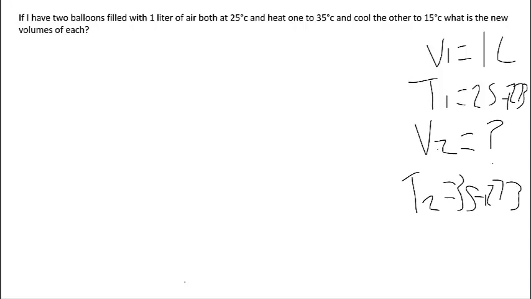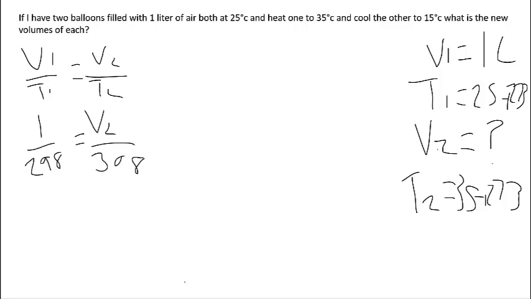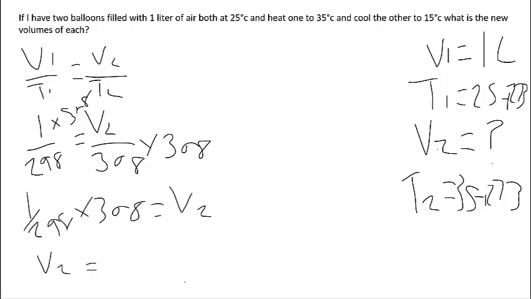Now how do we tackle this question? Charles's law states that V1 over T1 equals V2 over T2. Now what we do is we sub in what we already know into this equation. So we've subbed those in, and V2 is what we need to know. So how do we work this out? We times both sides by 308 to get V2 by itself. So there we go, we've got 1 over 298 times 308 equals our V2. And our V2 is 1.034 litres.